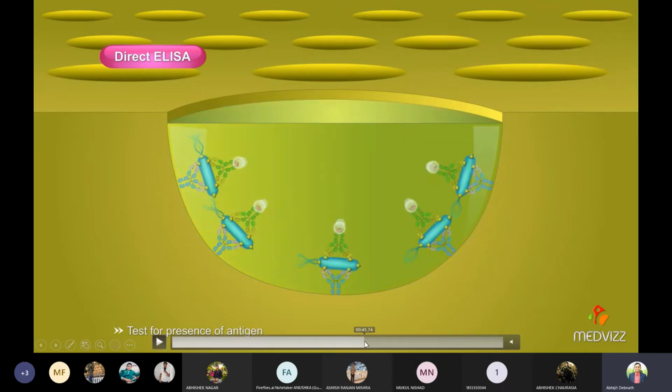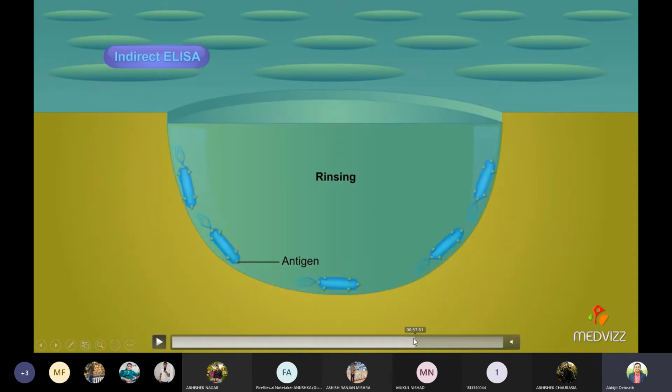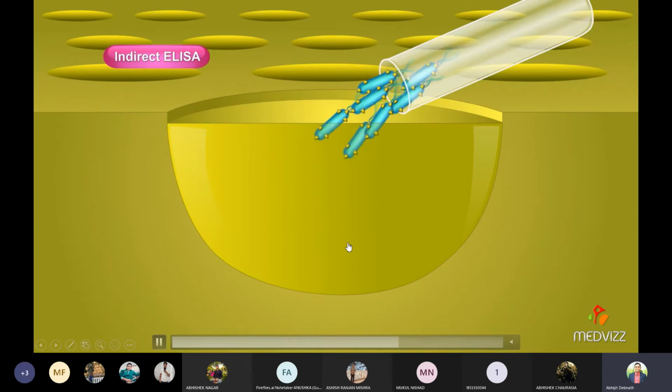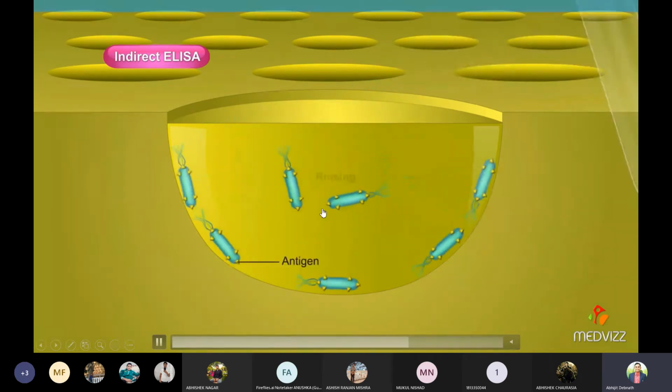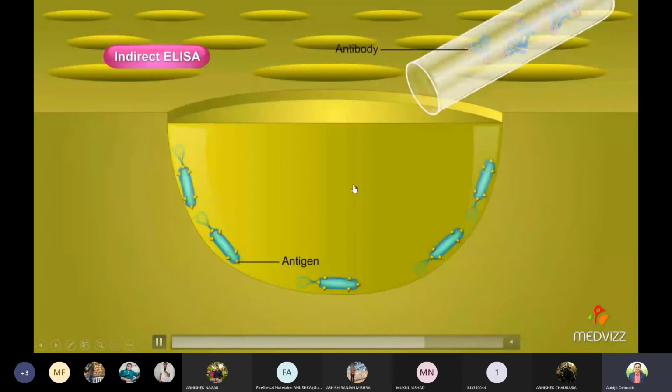Now in case of indirect, you can see in indirect we are adding this thing called antigen, and we are trying to see whether the antibody is present or not. Okay, so if antibody is present in somebody's blood, you can see at first we have added the antigen, then we wait for some time for rinsing and other things, then we add the sample.